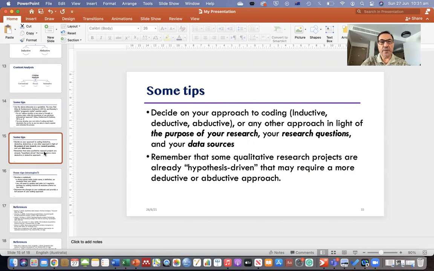The next tip is that you need to decide on your approach to coding, whether your research topic, problem, and questions lend themselves to inductive, deductive, or abductive, or any other approach in light of the purpose of your research, your research questions and your data sources. And remember that some qualitative research projects are already hypothesis driven. So if you have some hypothesis that you want to check with your data, then that might require a more deductive or abductive approach rather than inductive.